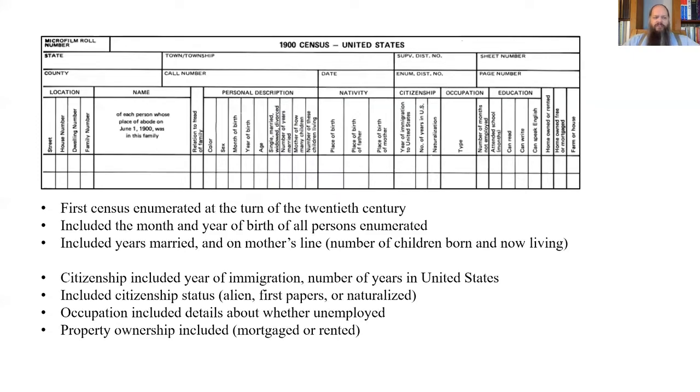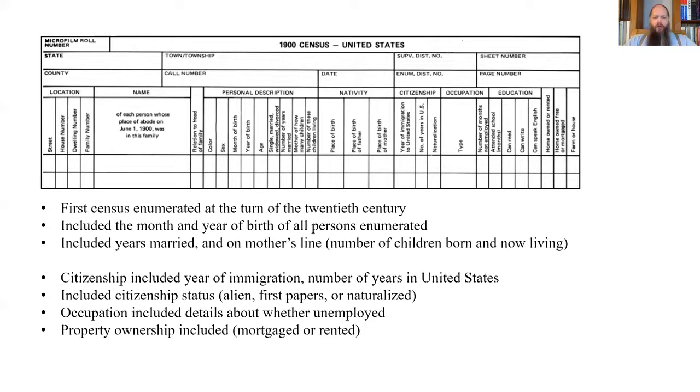The 1900 census has some really unique data. You can see here, it's the first census since the turn of the 20th century. It includes for the very first time, and it's the only one, the month and year of birth of all persons enumerated. It's very different. It includes the years married for individuals. This is also new. And on the mother's line, it even asks the number of children living and number born to the mother. So if there were any that died, you get that full number count.